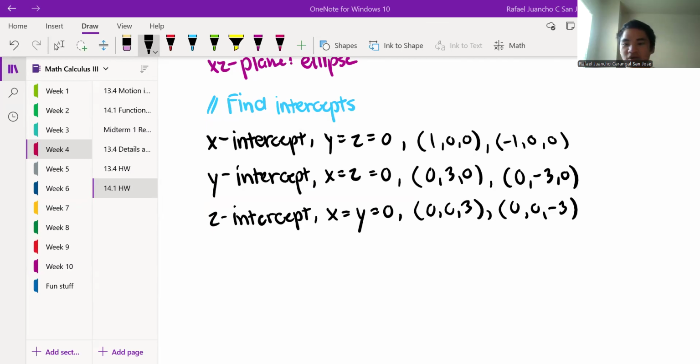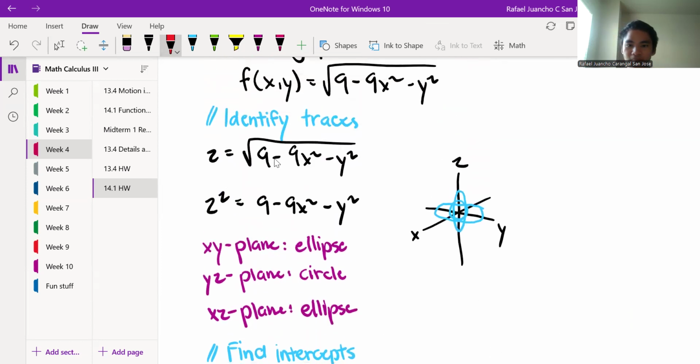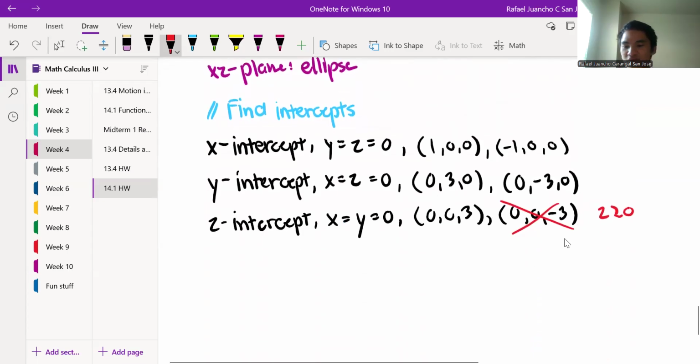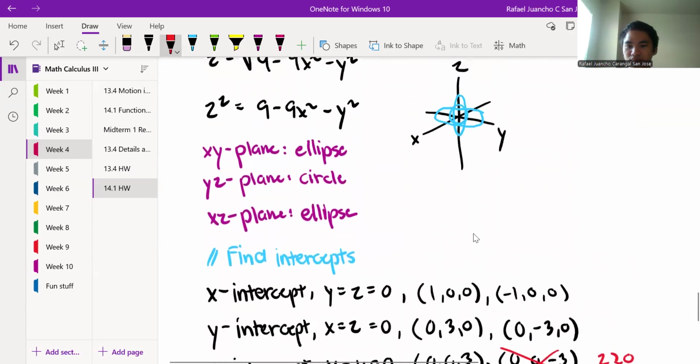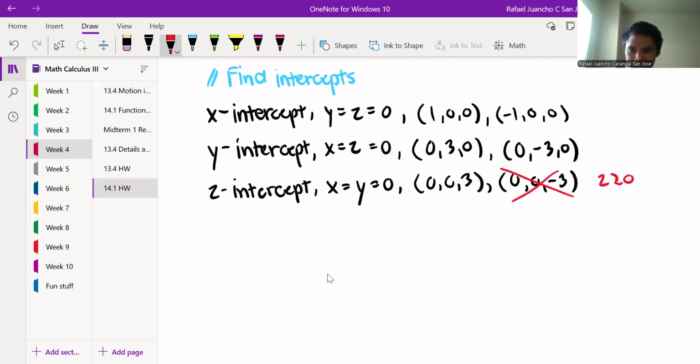Oh, another reason why we don't include this, because z is supposed to be greater than or equal to 0, right from here. So we have a z squared, that's why. Okay. God, what am I looking at? Okay, let me just check. I'll check the first graph. I cannot see.